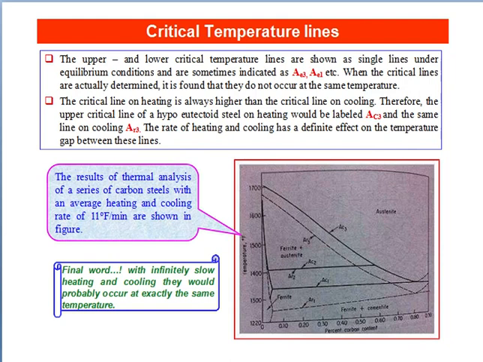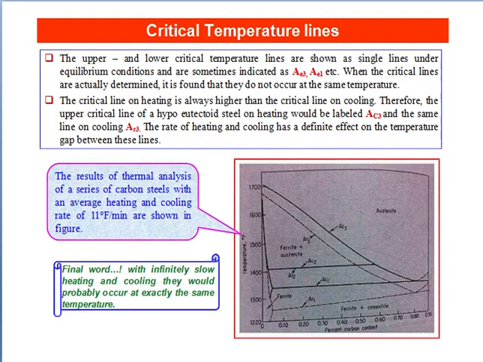Therefore, the upper critical line of a hypoeutectoid steel on heating would be labeled AC3, this one, and the same line on cooling AR3, this one. The rate of heating and cooling has a definite effect on the temperature gap between these two lines. The results of thermal analysis of a series of carbon steels with an average heating and cooling rate of 11 degree Fahrenheit per minute are shown in this figure. With infinitely slow heating and cooling, they would probably occur at exactly the same temperature.